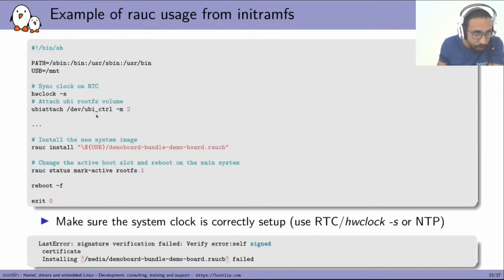So just some little things to note. I have to update to make sure that the clock is well synchronized, because the RAUC verification steps when installing the bundle are based on the certification date, and if your clock is not synchronized, then it may fail, like in this example. And of course, you need to manually change the active boot slot here to be able to boot on your main system.